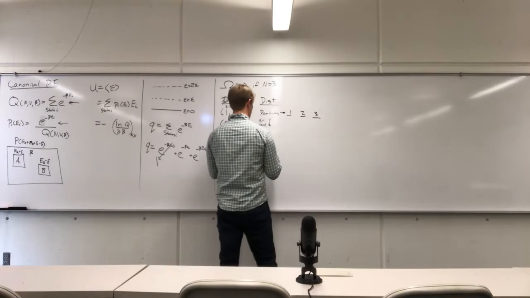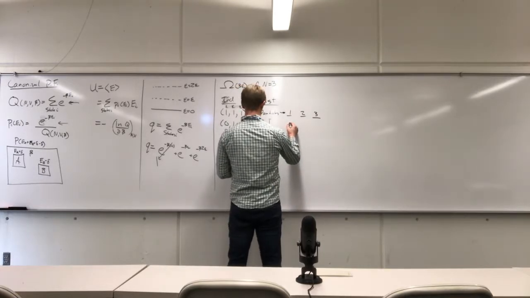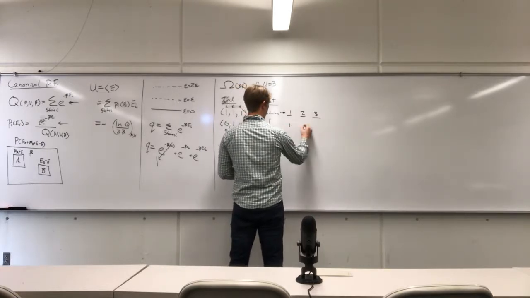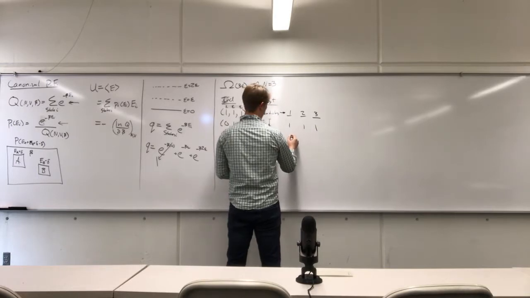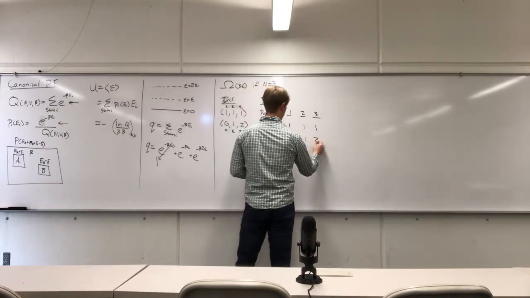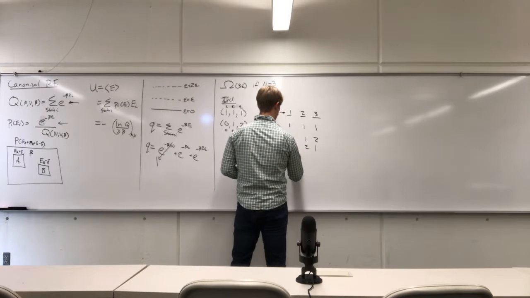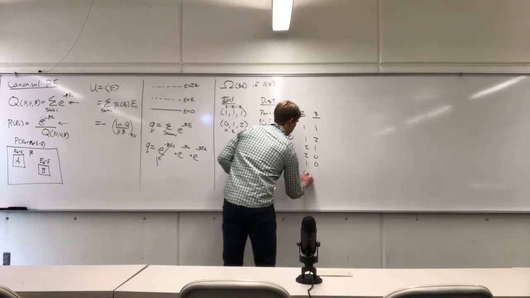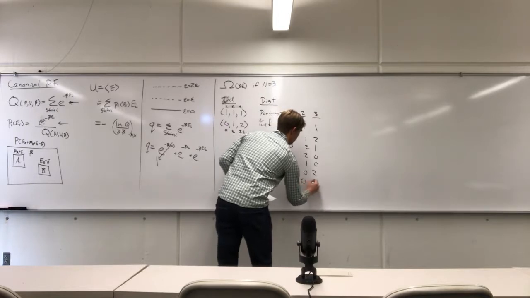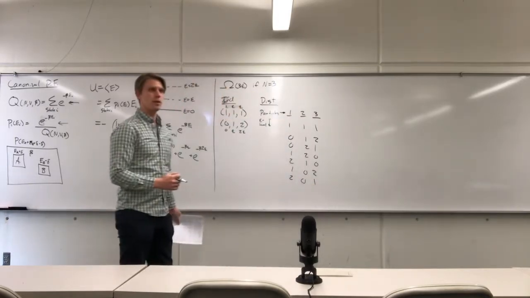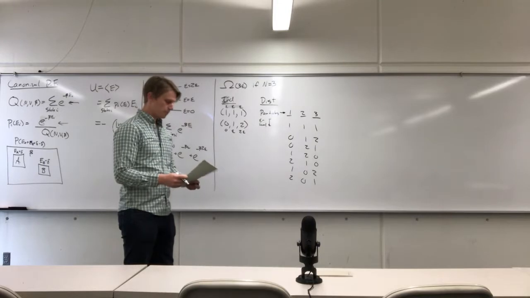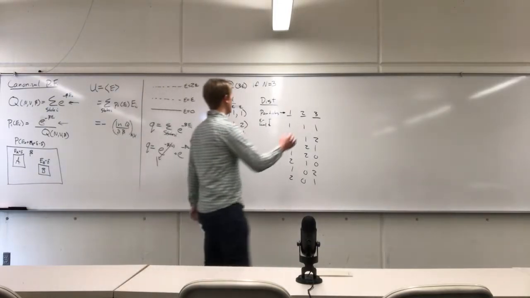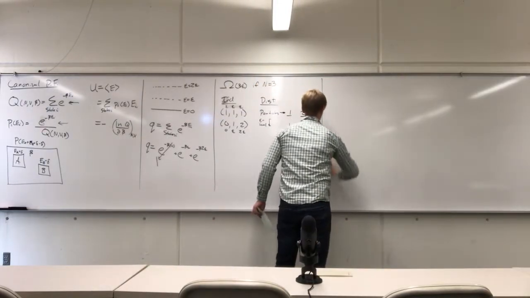So in this case, I had energy level 1, 1, 1, and then it's basically 6 combinations of the other ones. 0, 1, 2, 0, 2, 1, 1, 2, 0, 2, 1, 0. Those should all add up to 3. Okay, part C.